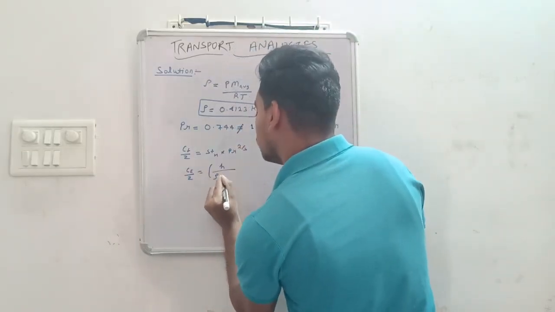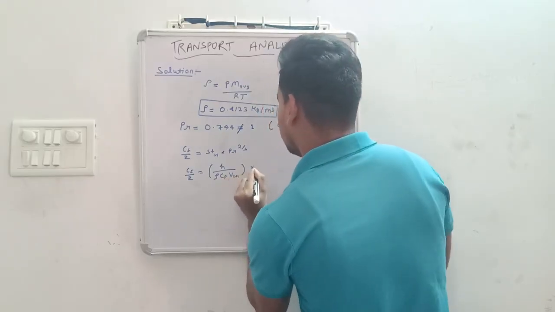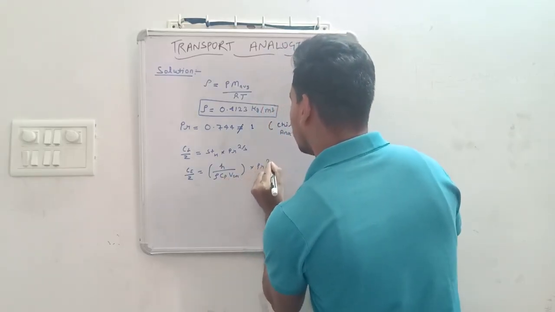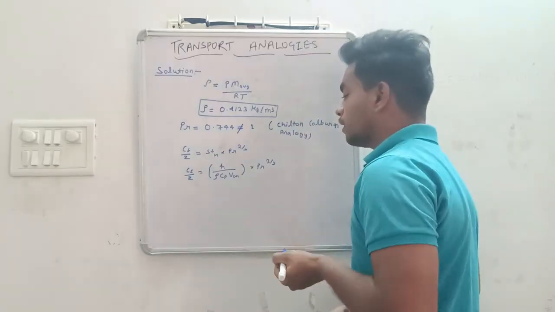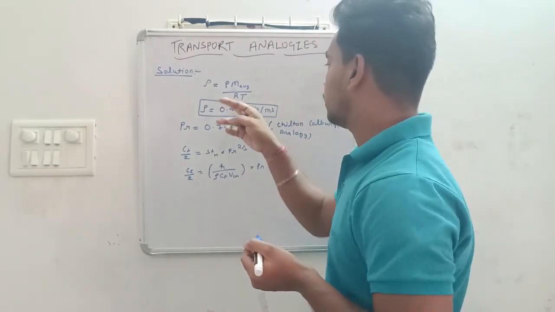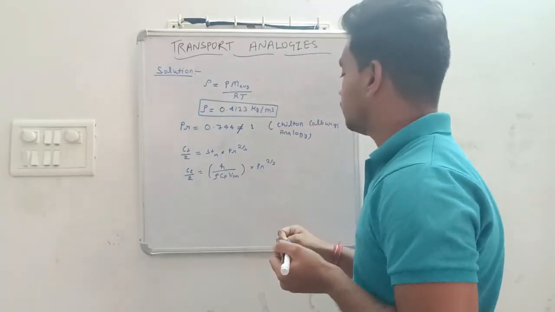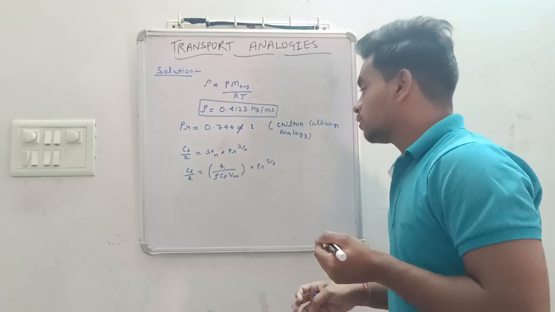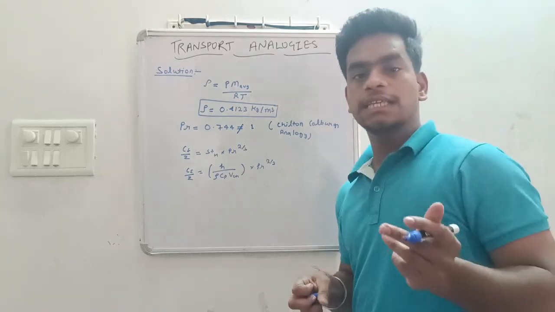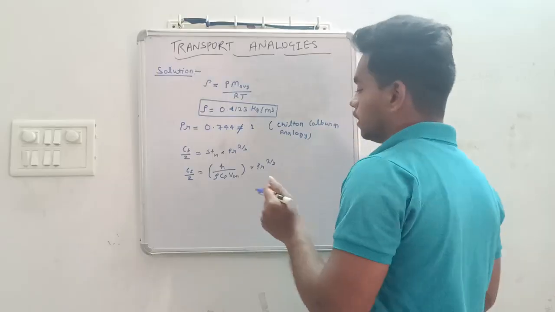H = rho Cp V Ch into Prandtl number to the power 2 by 3. So we are given with the values of velocity, Cp, and here we find the values of rho. We have the value of Cf and Prandtl number. So by putting all the values, we can easily find the value of heat transfer coefficient. So firstly, we will put the values in this formula.